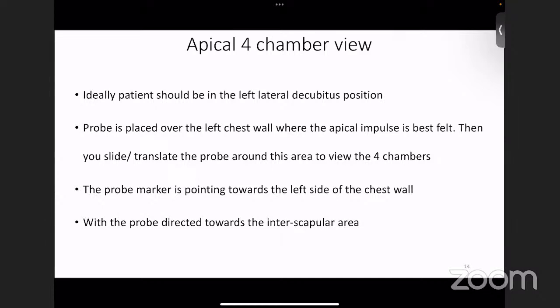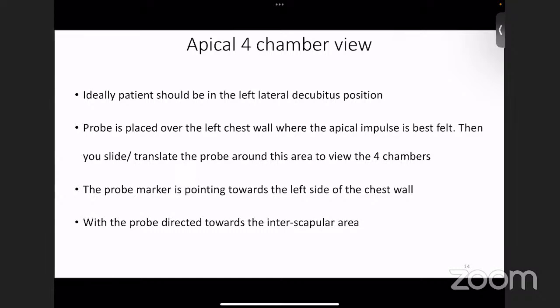So here what you do is you place the probe over the left chest wall where you can feel the apical impulse of the heart at the best. Then you can translate the probe around this area to view the 4 chambers. So we just place it at the expected apex of the heart.